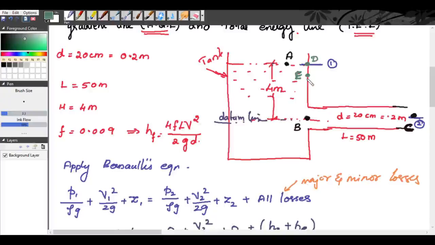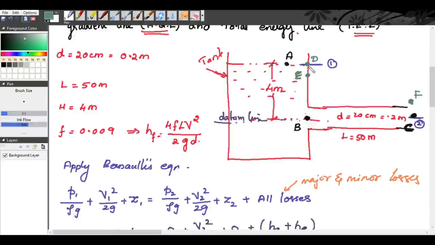Now we will mark a point F. So this is point F. So D, E, F. This point F, that is CF is equal to 0.38, represents the total energy at the outlet of the pipe. I repeat, D represents total energy at the free surface of water. E represents the total energy at the inlet of the pipe. And F represents the total energy at the outlet of the pipe.